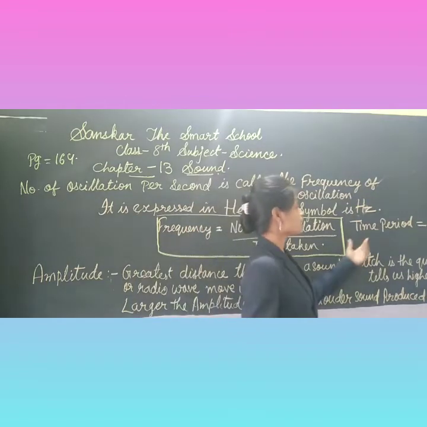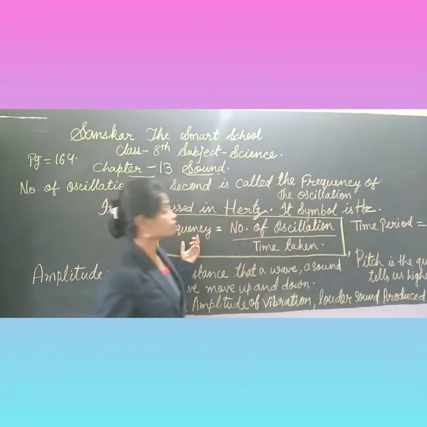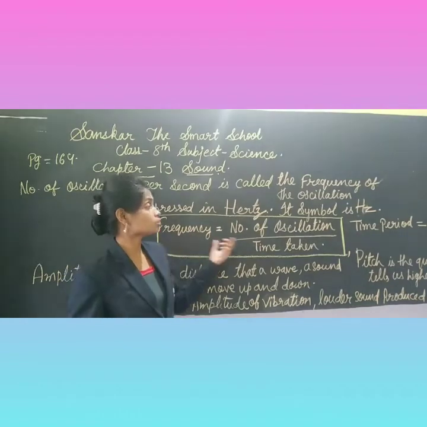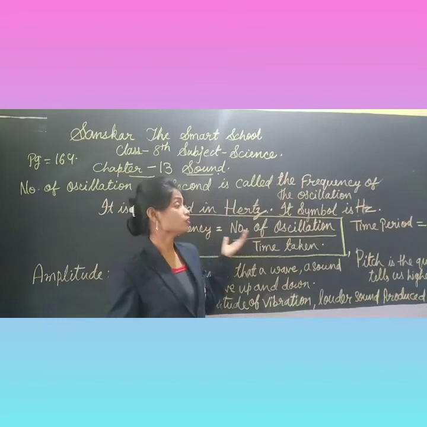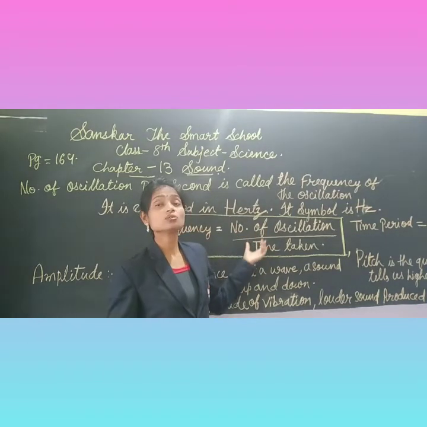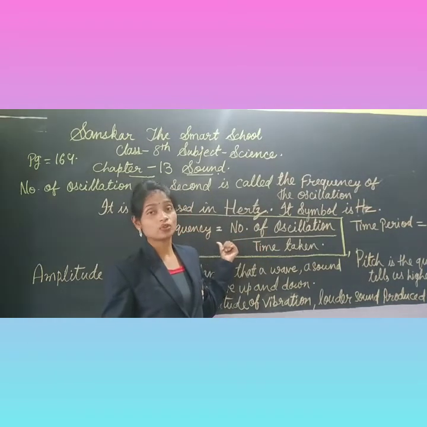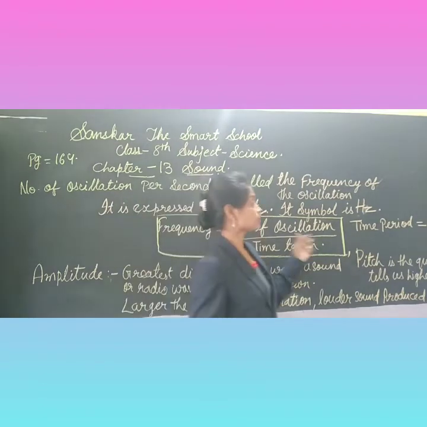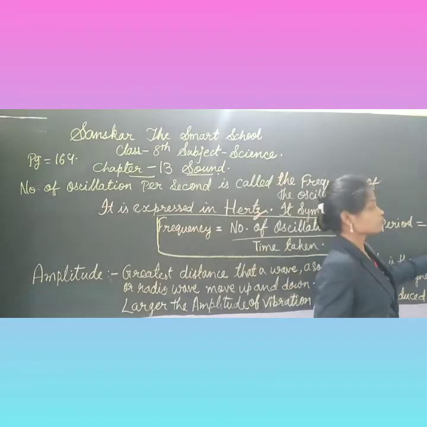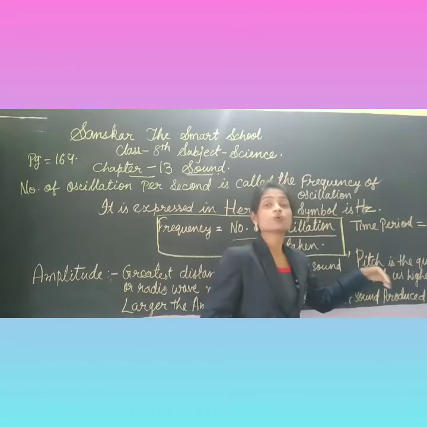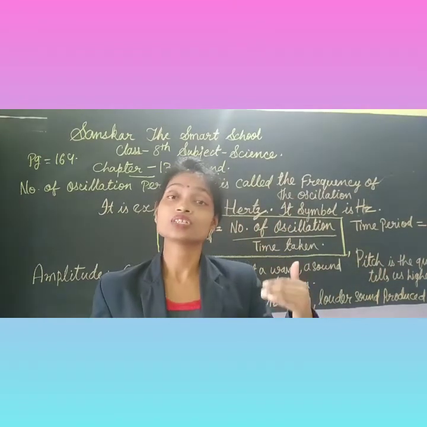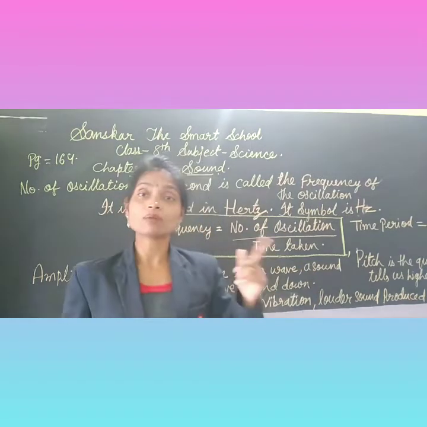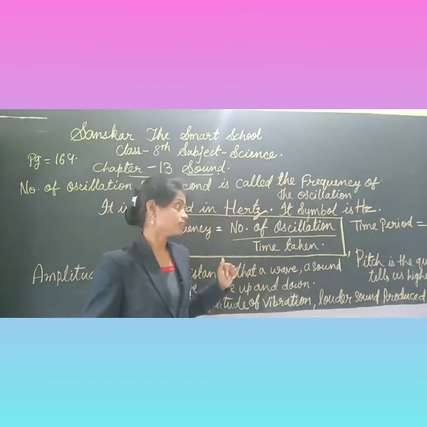Next one is time period. It depends upon the frequency, and it is the reciprocal of frequency. To find out the time period, you just take the reciprocal of the frequency, so the formula will be 1 upon frequency. Means 1 divided by the number of oscillations done in 1 second.